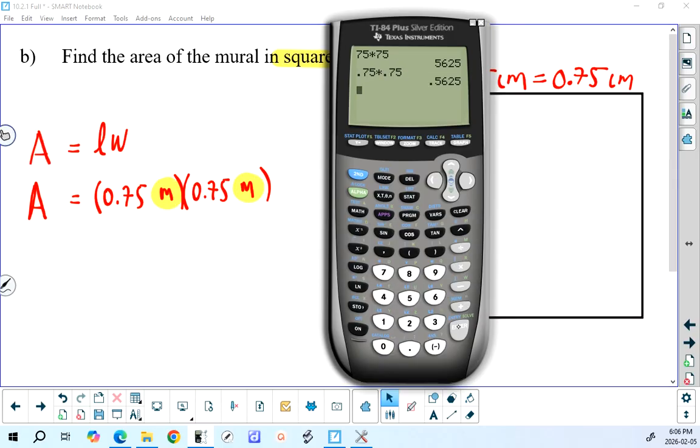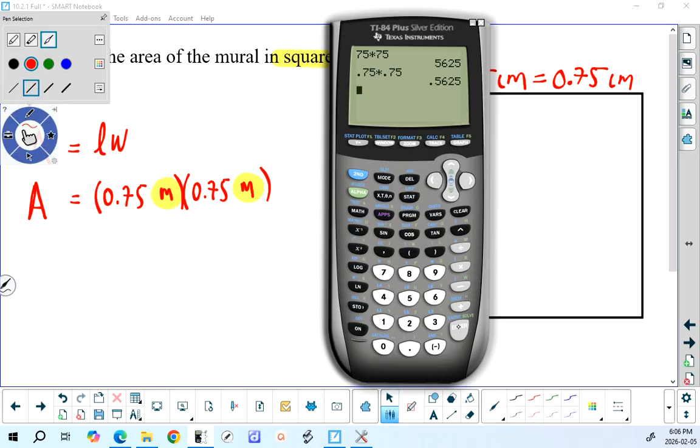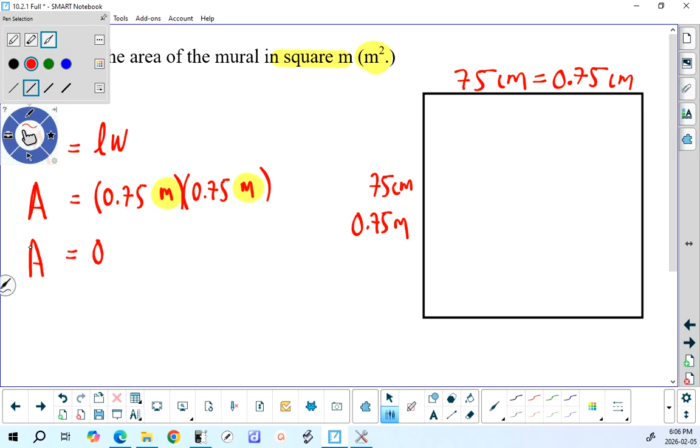And it's 0.5625. And that's the answer to B.